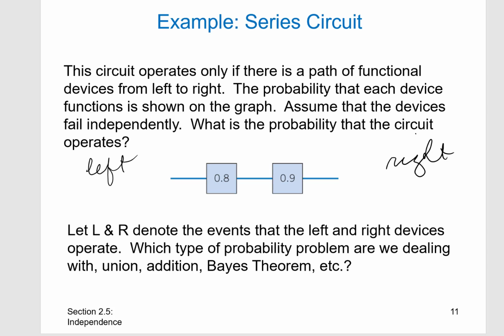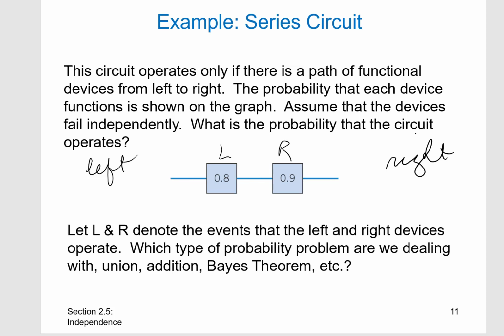The probability that each device functions is shown on the graph. So if we call this device 1, or the left one, and this is the right one, the probability that the left works is 0.8, the probability that the right works is 0.9. Now assume that these devices fail independently of one another, meaning that whether this fails does not at all affect whether this one fails. So they're independent of one another.